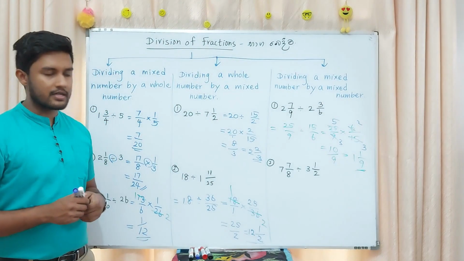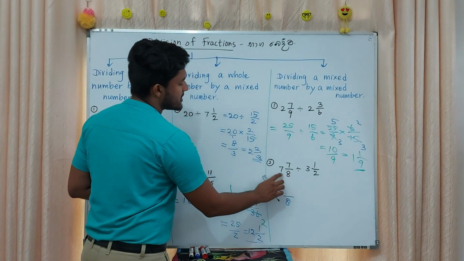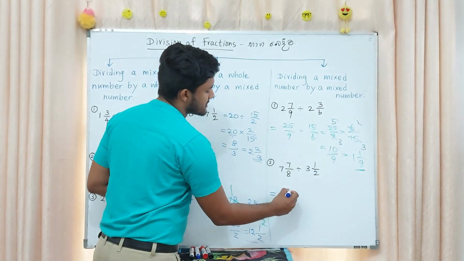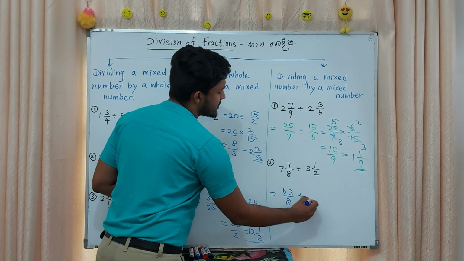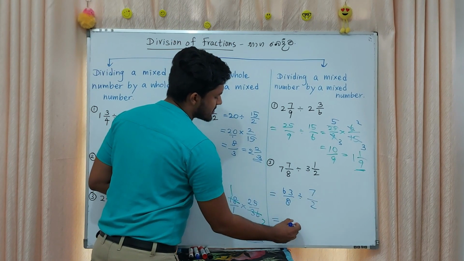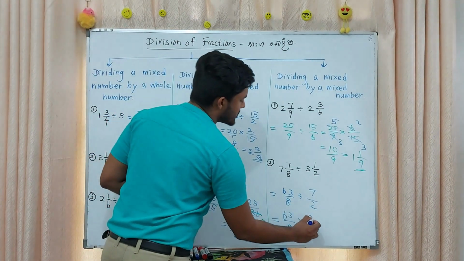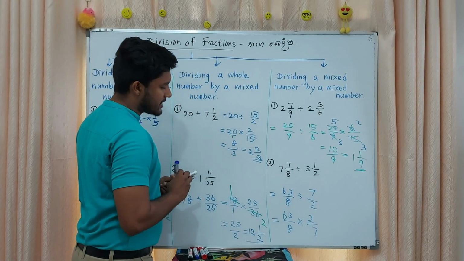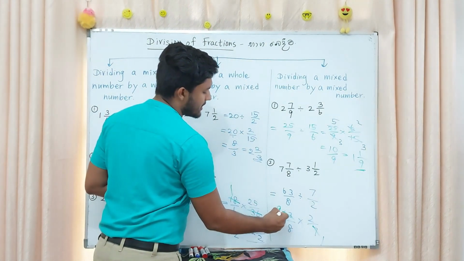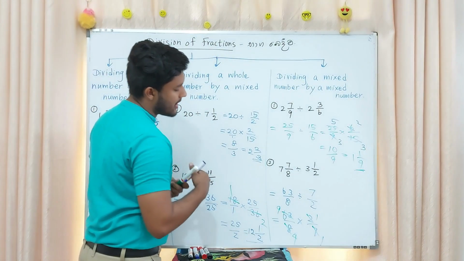Then the second question. 8 into 7, 56, 56 plus 7, 63, divided by 2. 2 into 3, 6 plus 1, 7. Then 63 over 8 multiplied by the reciprocal, 2 over 7. Then we can cut 7 into 1, 7 into 9. Here 4, here 1. Then 9 into 1, 9.